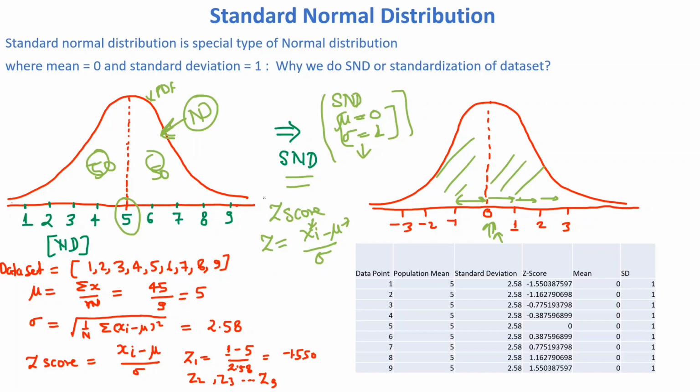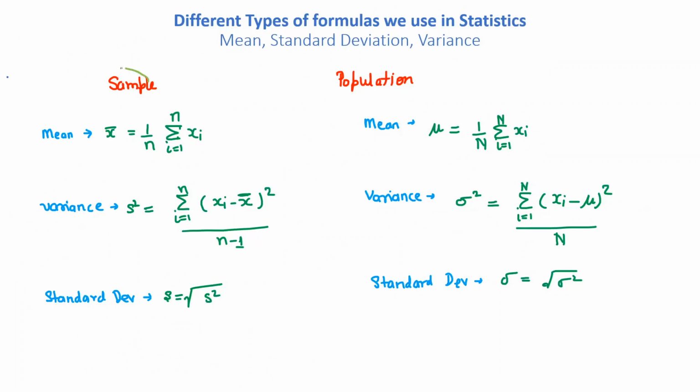Before going further, let's understand some formulas which we are going to use in this calculation. This is your sample data and this is your population data. To find the mean, you can use this formula. We denote it by x bar, equal to 1 by n times the sum of xi, where n is the total number of data points in the sample and xi are your samples. For the population mean we use mu, and n is the total population size.